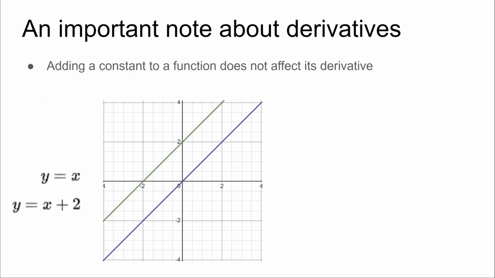An important note about derivatives. Adding a constant to a function does not affect its derivative. We can see this with the two functions y equals x and y equals x plus 2, as the slope of both graphs remains the same regardless of the constant, in this case being 2.